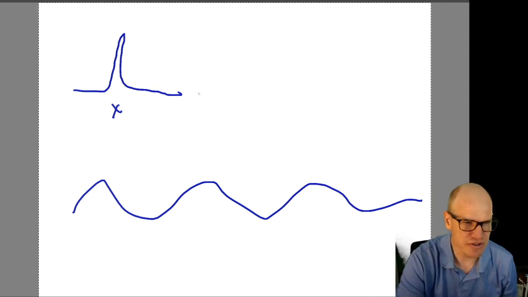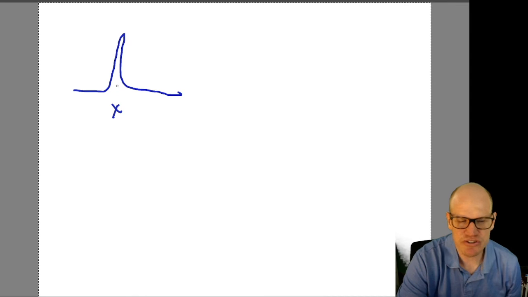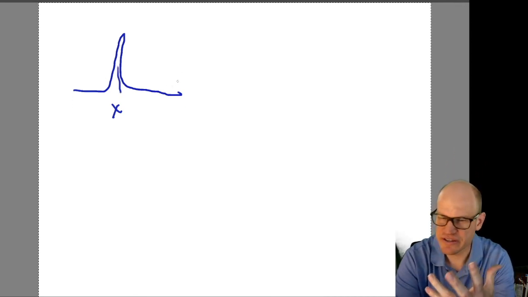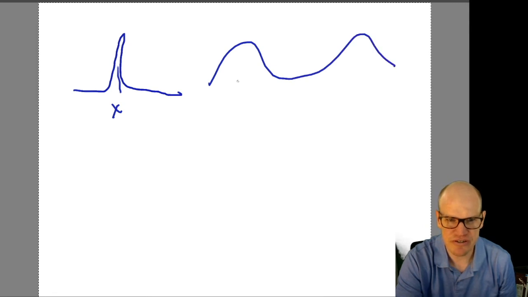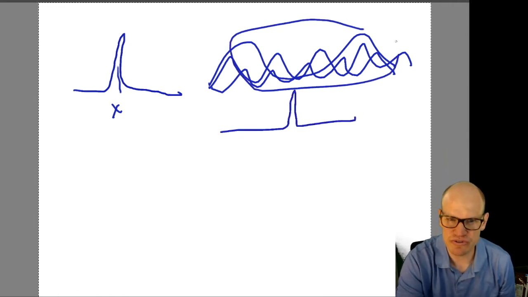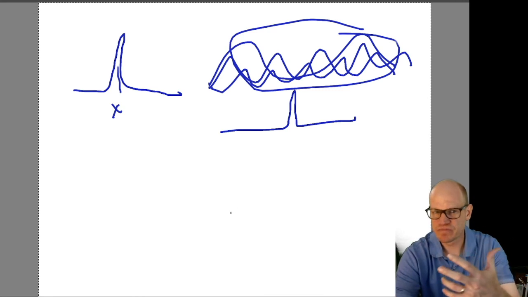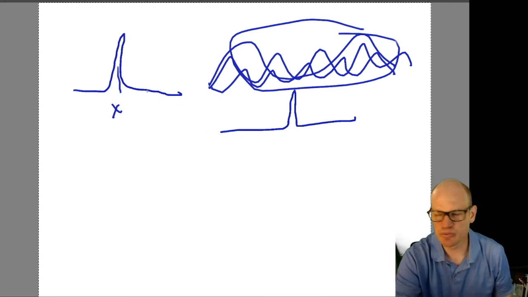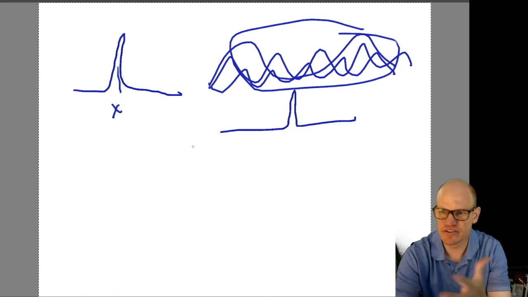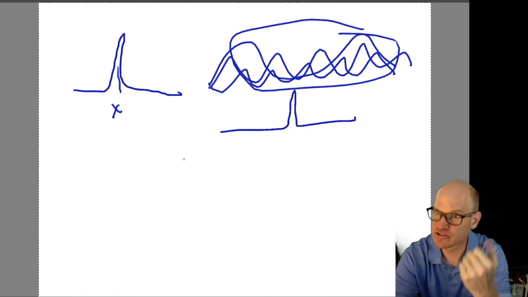Let me draw this again. I didn't do a very good job. If you want to constrain the position of something, then all frequencies have to contribute to constraining that, because one frequency is going to contribute here, another frequency is going to contribute like this, another like that, and these all have to sum together to produce a position like this. And because all frequencies contribute, there's no longer a frequency. There's no longer a momentum.